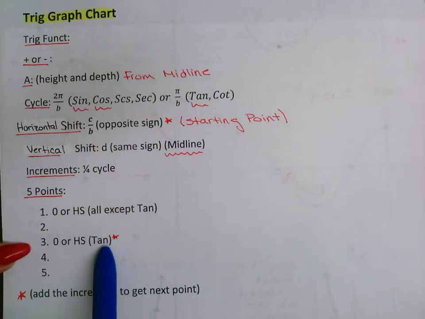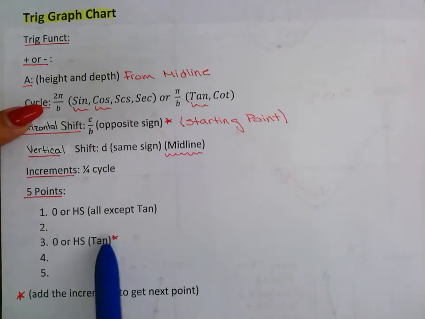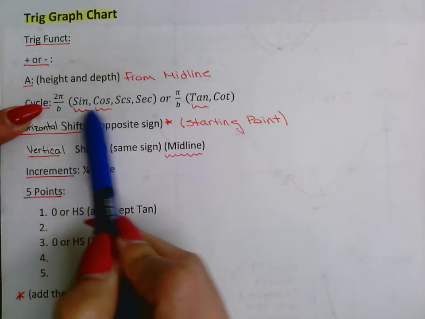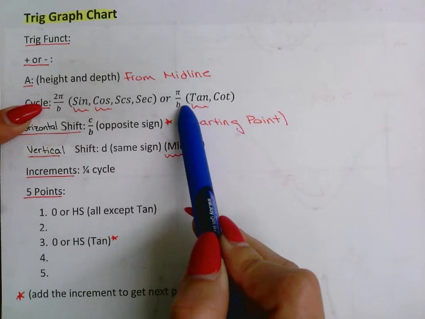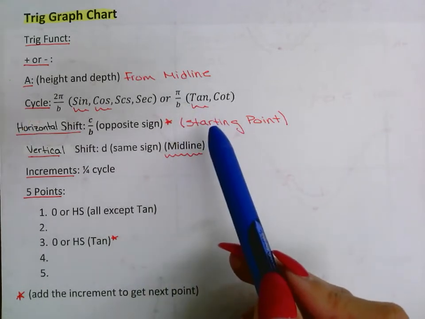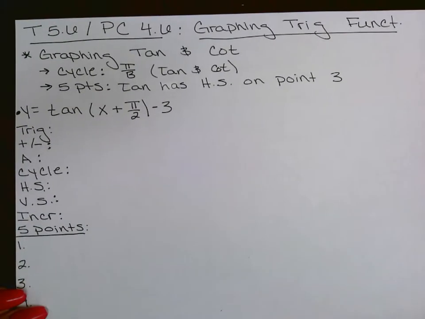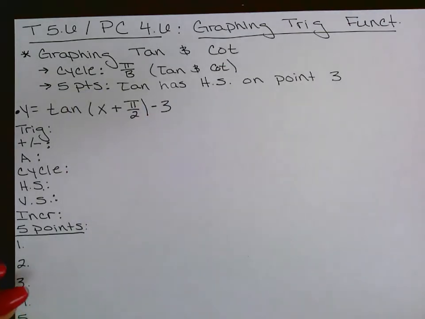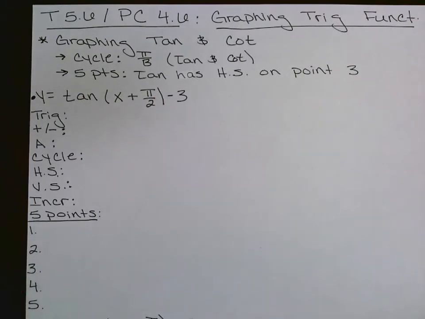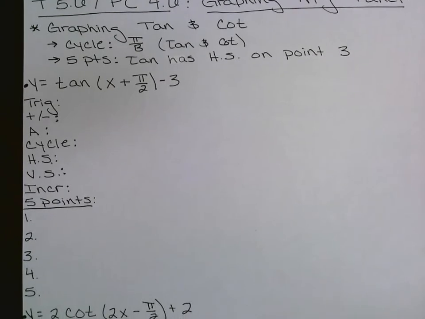And the other one that I mentioned, our cycle, remember we said 2 pi over b for the 4 that we worked on? Tangent and cotangent specifically work with pi over b. Their cycles are shorter than the other 4. So, I've made those 2 main points here for the cycle and for the 5 points. Let's start looking at this problem. Everything else should feel the exact same.